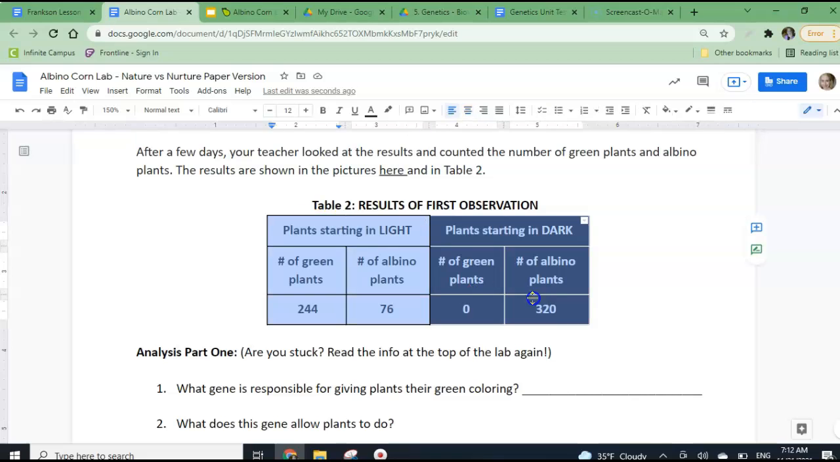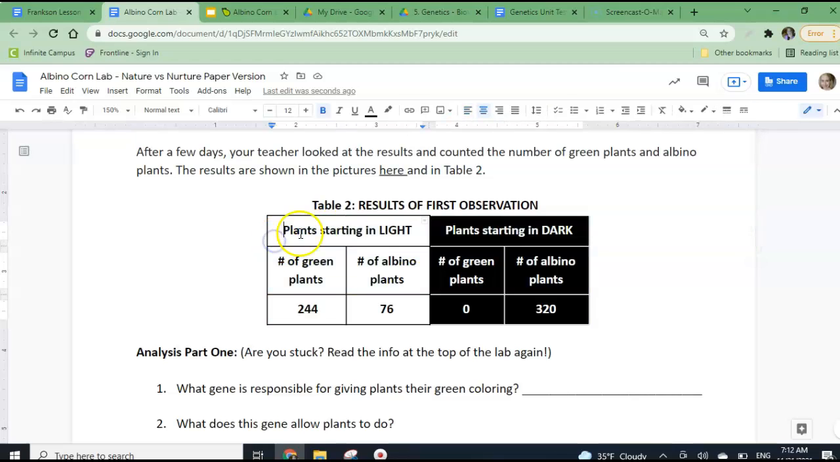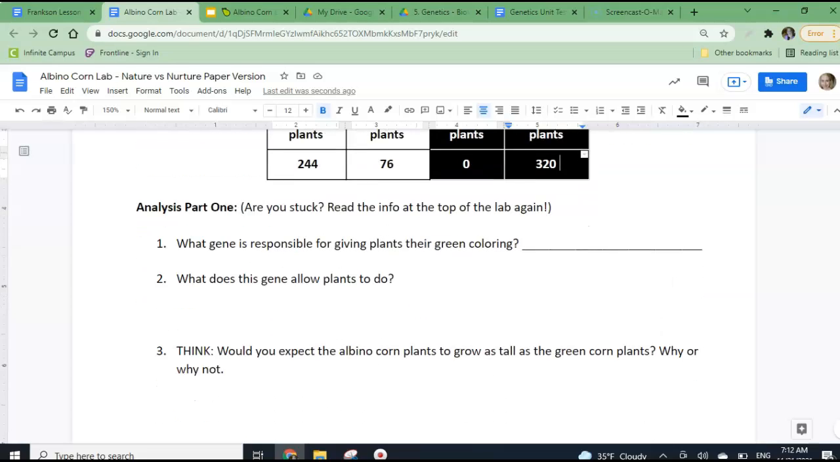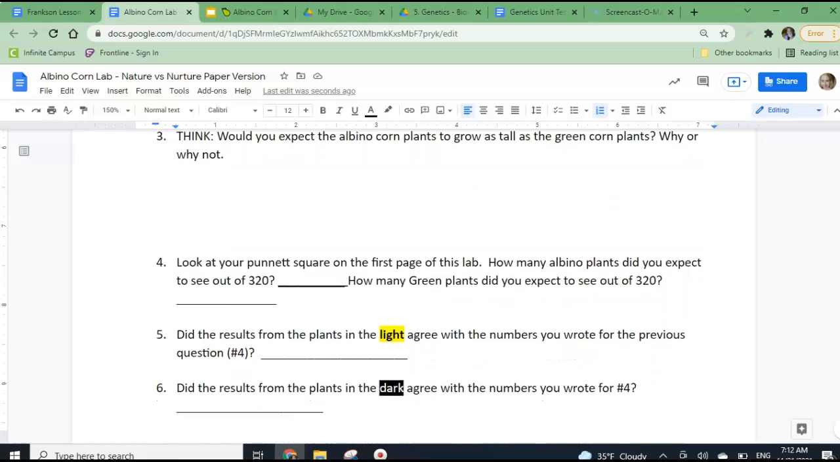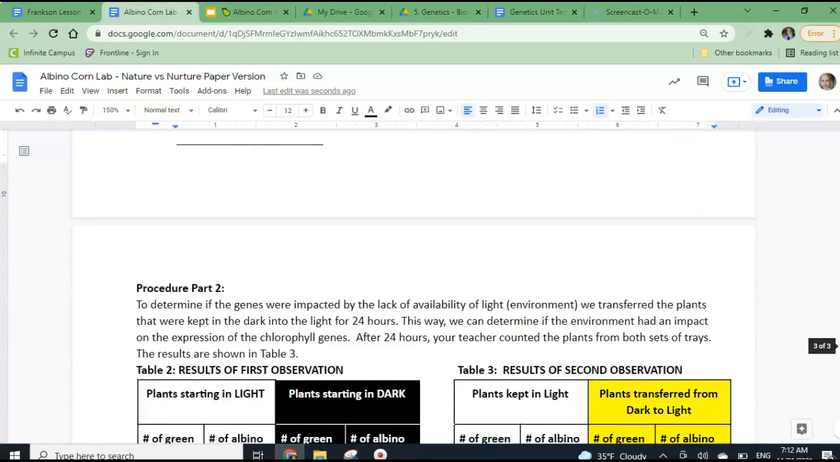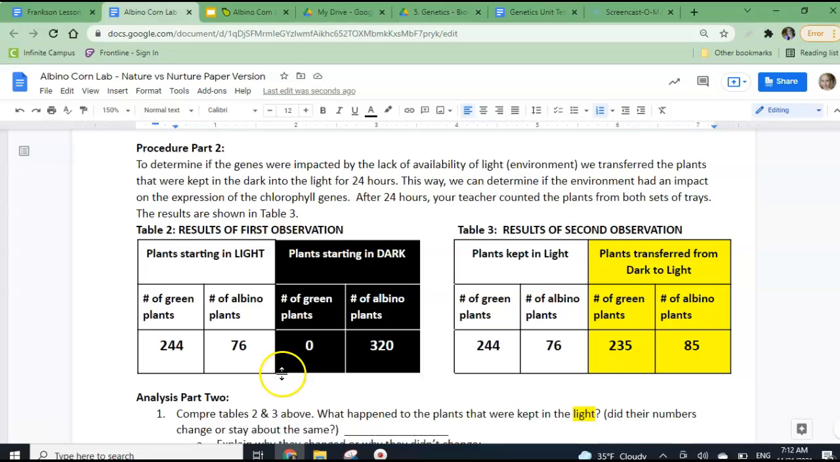And here are our results. Okay, so in the light over here, 244 green, 76 albino. And in the dark, we have 0 green and 320 albino. So what you're going to do is you are going to answer these questions here. Okay, and then I'm going to give you a preview here on part 2.